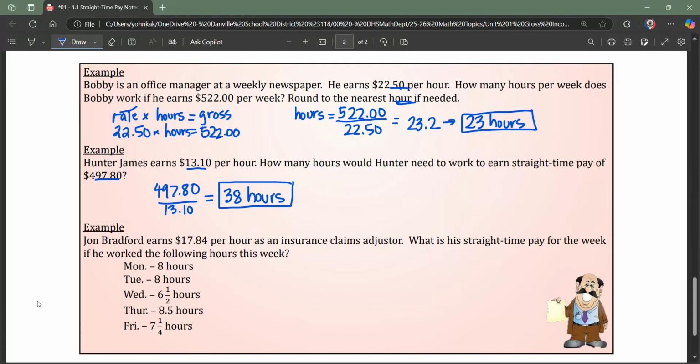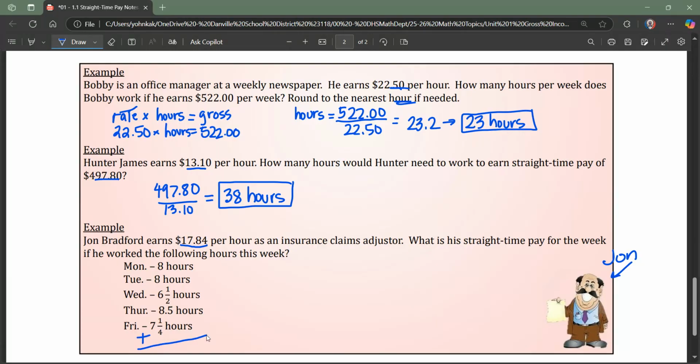All right, finally the last example. John Bradford earns $17.84 per hour as an insurance claims adjuster. Here's John. John's down here. Look at John. What is his straight time pay for the week if he worked the following hours this week? Monday he worked 8 hours, Tuesday he worked 8 hours, Wednesday 6.5 hours, Thursday 8.5 hours, and Friday 7 1/4 hours.